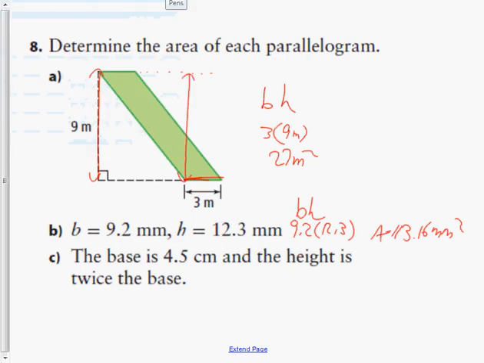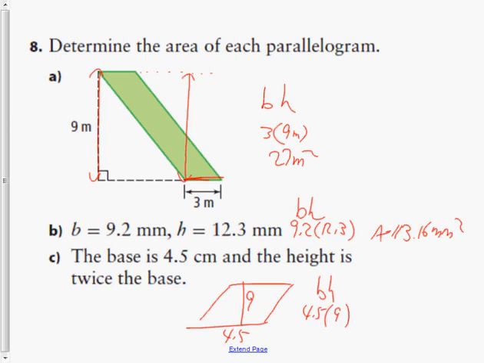And your last one, the base is 4.5 and the height is twice the base. So this one I'm going to draw just to see it. So the base is 4.5 and the height is twice the base. So if this is the height and it's twice the base, it must be 9. So therefore base times height will be 4.5 multiplied by twice the base, which is 9. 4 times 9 is 36. Half of 9 is 4.5. So 36 and 4.5 is 40.5 centimeters squared.